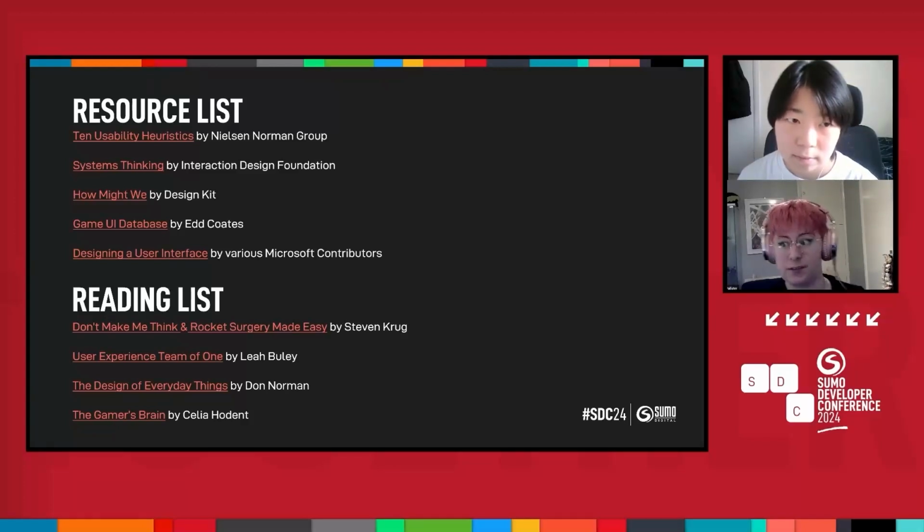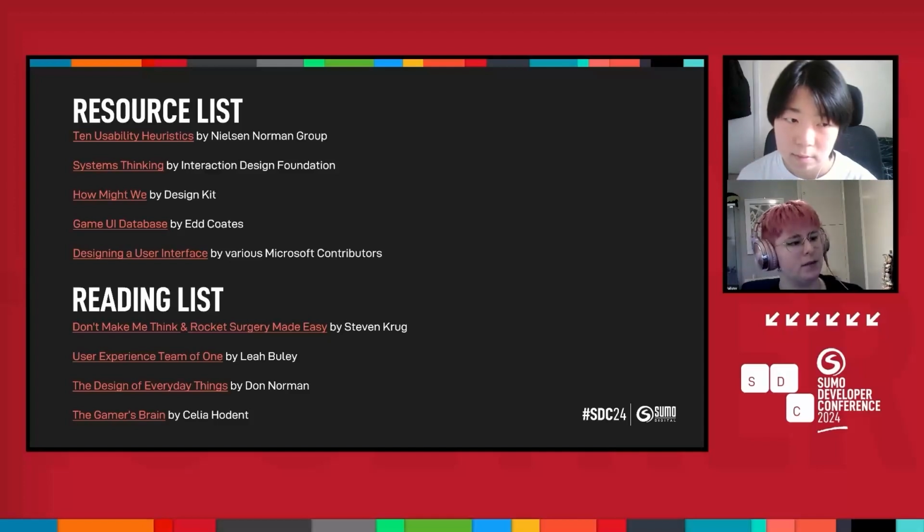Yeah. Microsoft also has an absolutely huge collection of articles on designing a user interface. Obviously, it has very Microsoft leanings in terms of the platforms they're talking about, but they also have a lot of accessibility guidelines as well. There are a lot of different contributors on there. It's well worth a time sink.